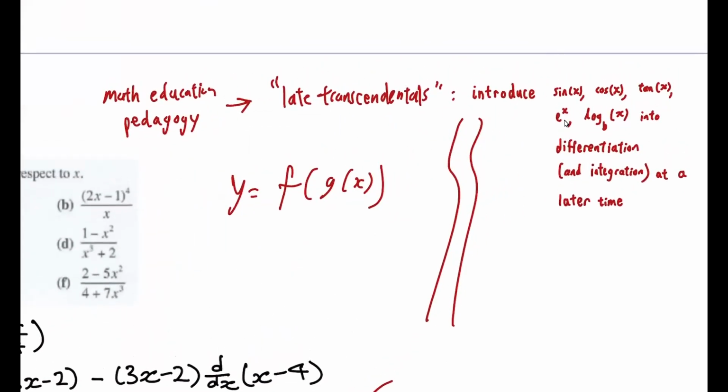There's this thing known as early transcendentals versus late transcendentals. What's a transcendental? Transcendental just means sine function, cosine function, tangent function, e power x, and logarithm functions. So far, I haven't talked about how to differentiate these functions. I did talk about sine and cosine and also tangent, but not e power x and log x. I didn't talk about it much, right?